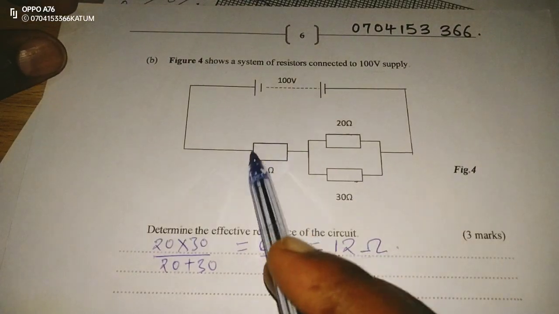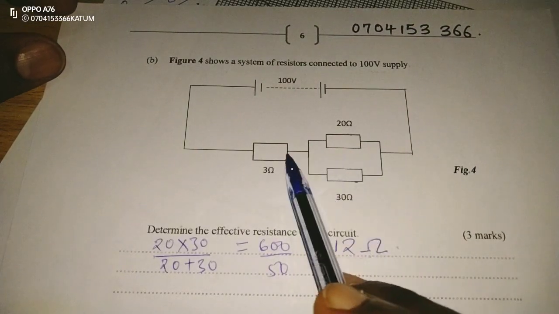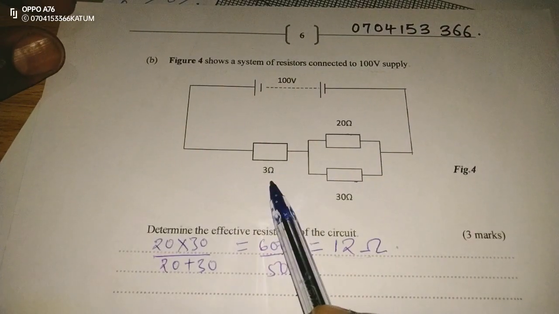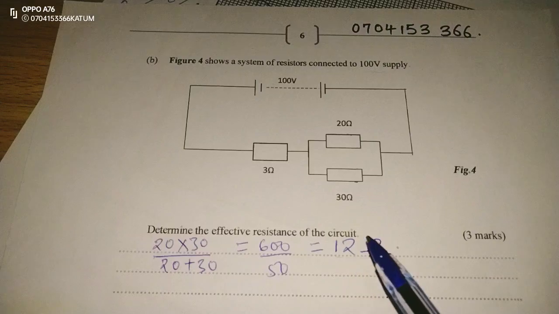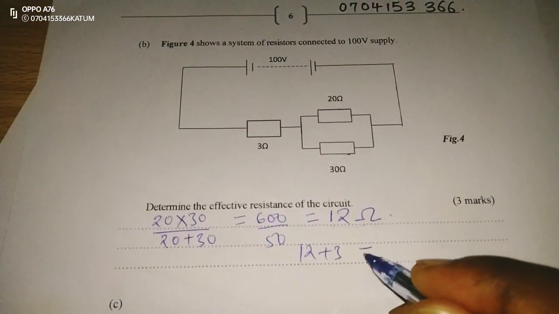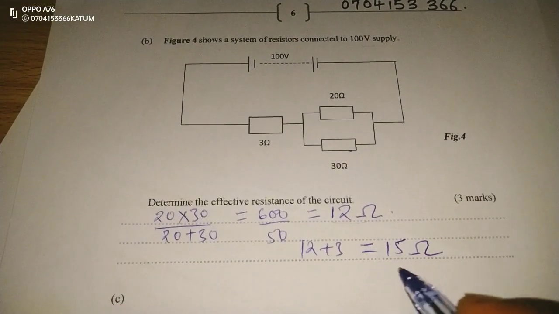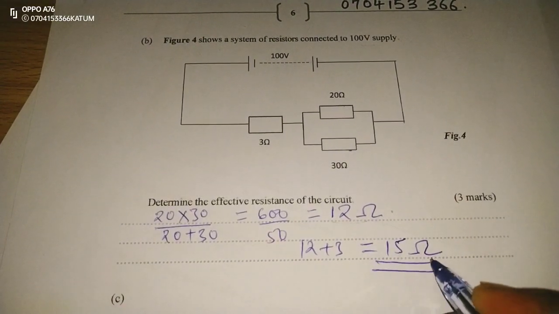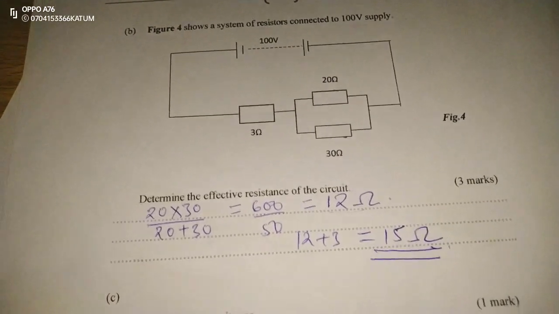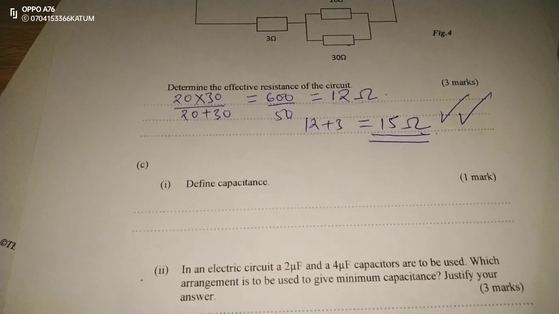Now it's like we are having 3 ohms and 12 ohms in series. For resistors in series, effective resistance is given by the sum of the individual resistors. So now we take 12 and 3 to give us 15 ohms. That is the effective resistance in the circuit.